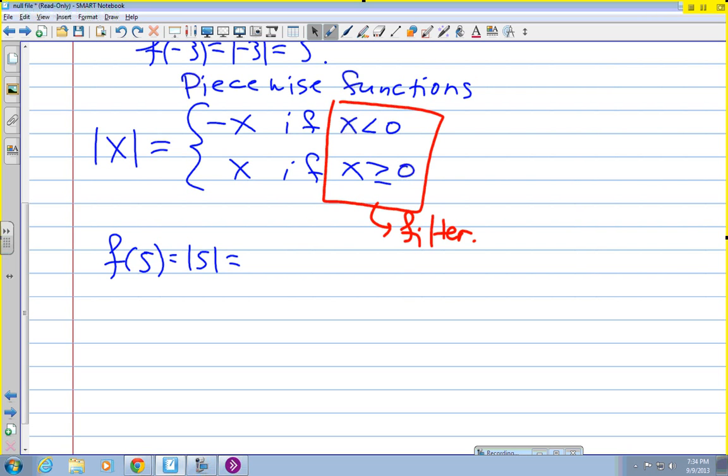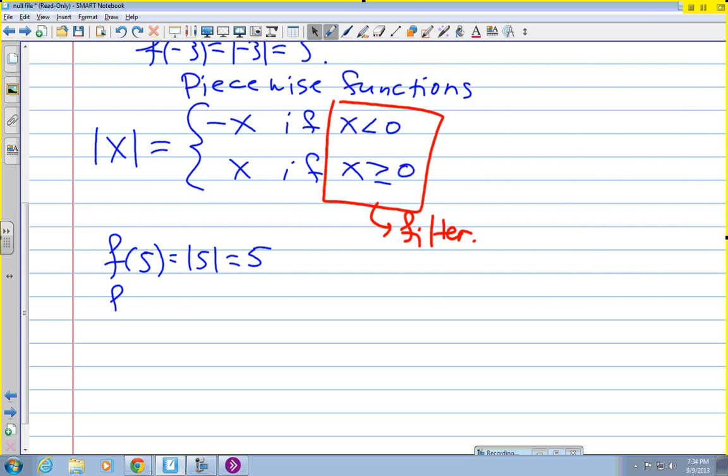Out of these 2 inequalities, which one does x equals 5 satisfy? The bottom one, right? X is greater than 0. 5 is greater than 0. So therefore, this is your function, just x. So the value of this function is whatever your x was. So in this case, it's just 5. You see how that works? The value of the variable defines which piece of the function you're dealing with.